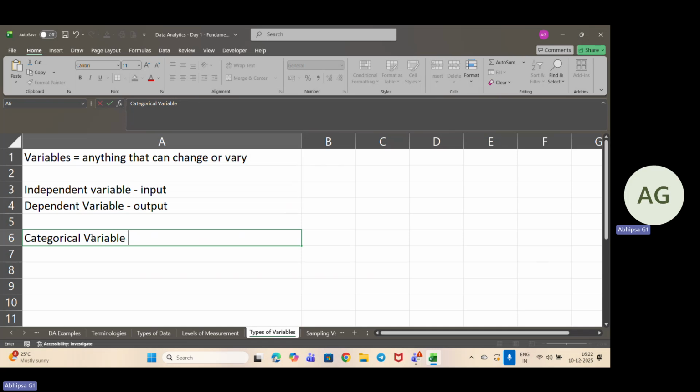Similarly, the variables whose values are numbers. These are the variables that you can measure or count. So they are called the numerical variables.